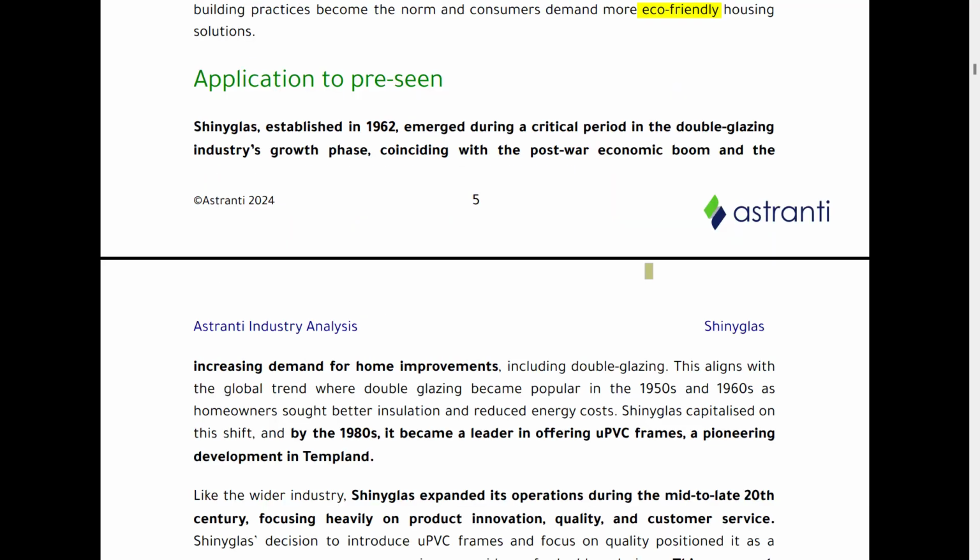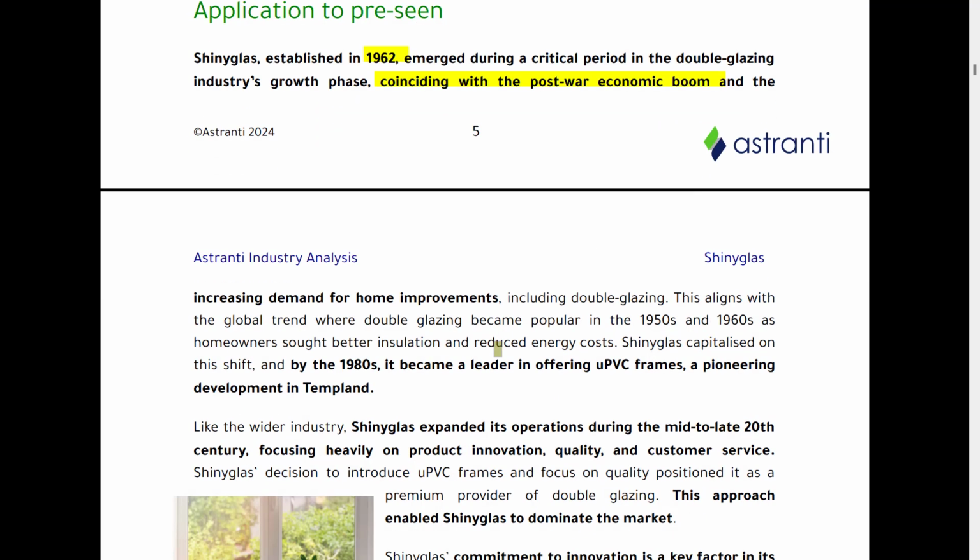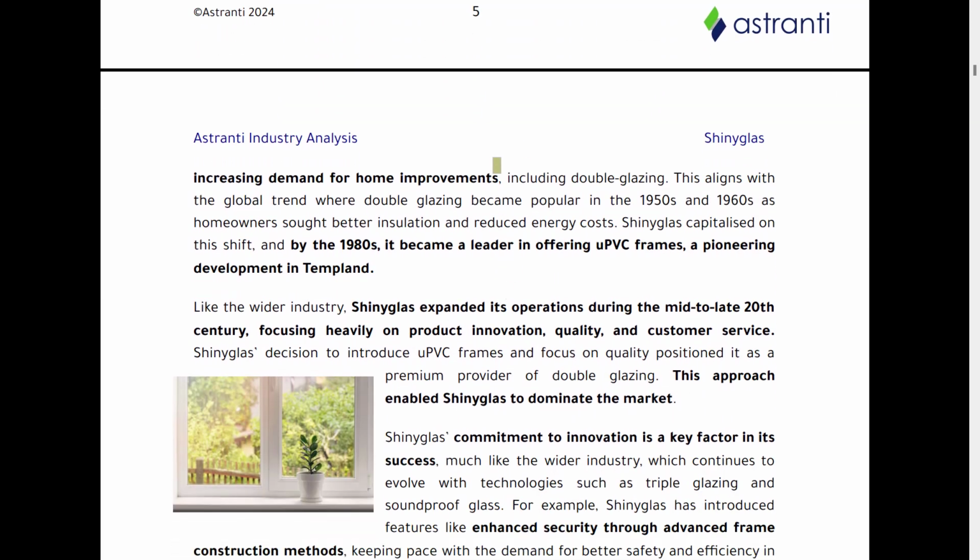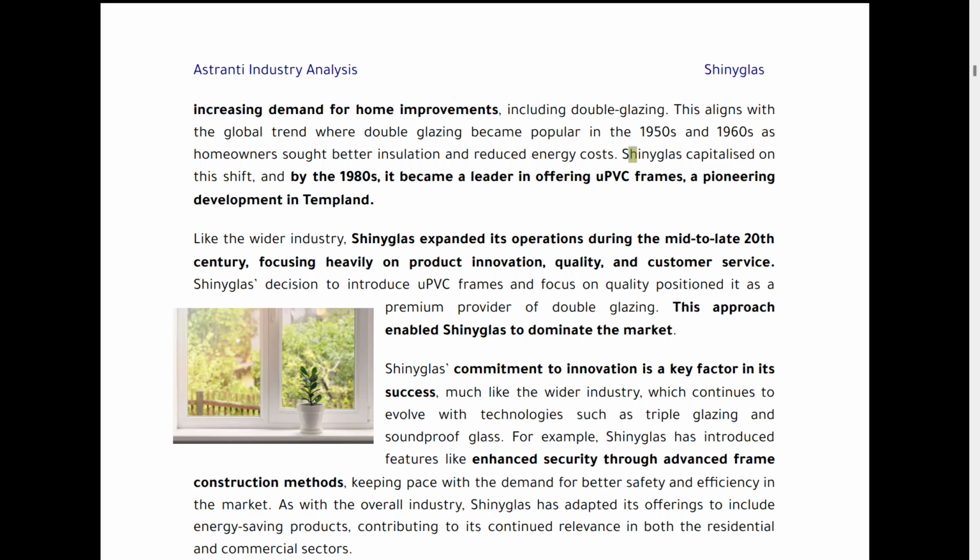So let's see how well Shinyglas' company fits into this picture. They were established in 1962 and emerged during a critical period in the double glazing industry's growth phase, which really coincided with that post-war economic boom and this increasing demand for home improvements, including double glazing. This was in line with the global trend of it becoming popular in the 1950s and 60s, and it did become an industry leader in offering UPVC frames in Templand. That was a really key pioneering development that set Shinyglas up as an industry leader.